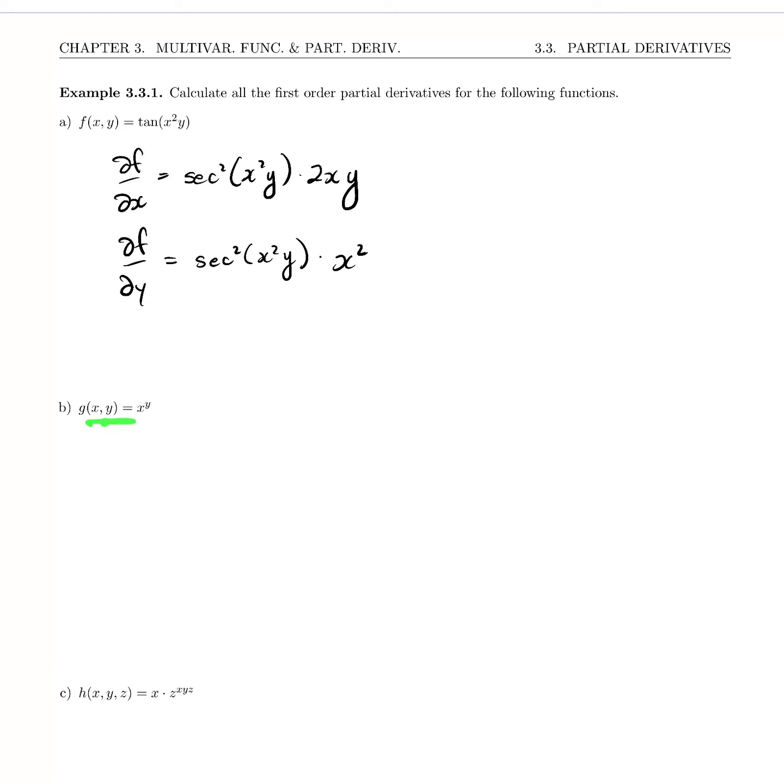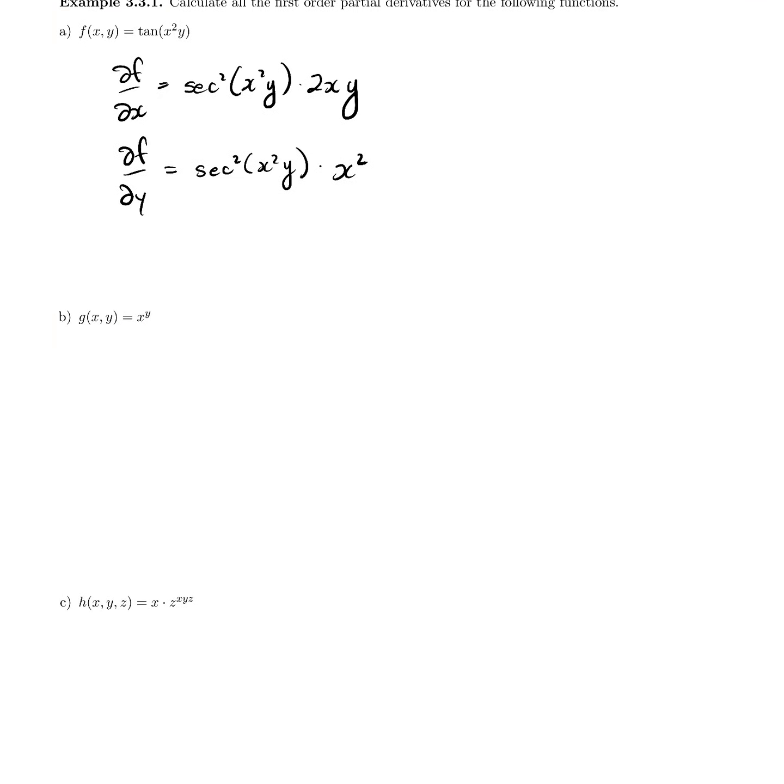B, we have g(x, y) is x to the y. So let's switch notations here to practice getting used to both. If we want g sub x of (x, y), we are going to hold y as a constant. That's like we had x to the 2, x to the 3, x to whatever number we have, which means that the rule we're going to apply is the power rule. So we have y x to the y minus 1.